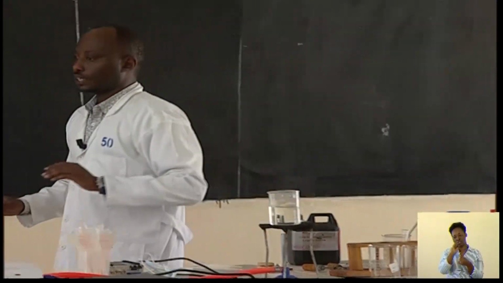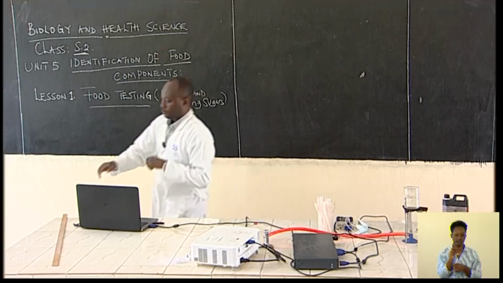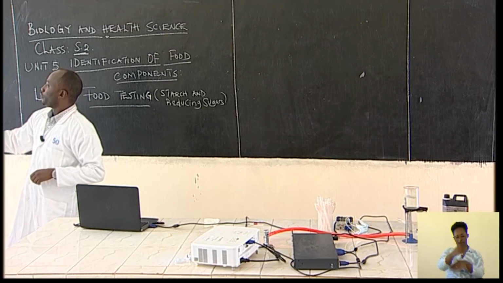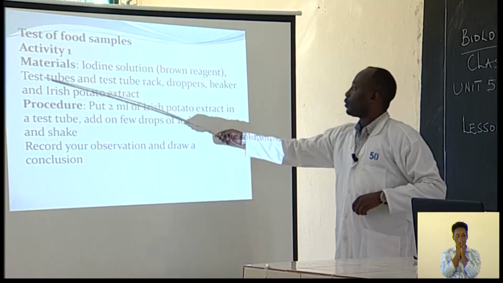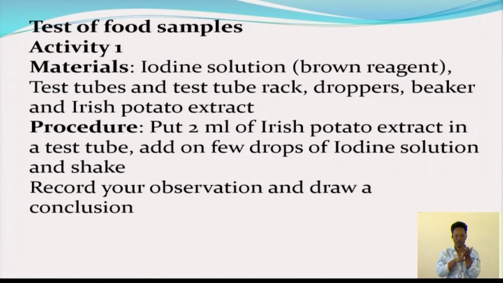Students, let's go quickly to the procedures. I said it is a brown reagent. Second, we're going to use test tubes. I know all of you know what lab apparatuses and lab equipment are. These are the test tubes we're going to use to conduct our experiment of food testing.